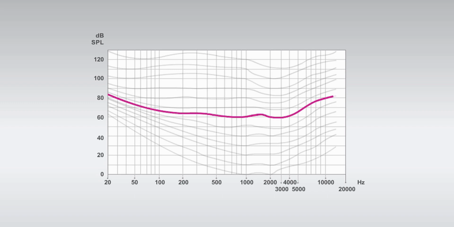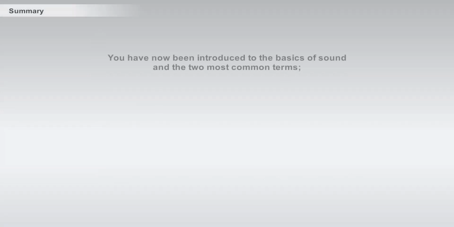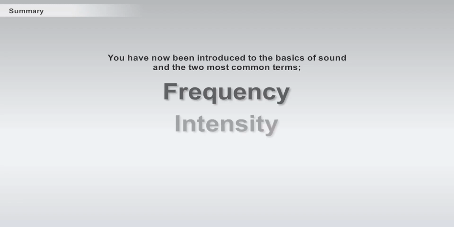With the equal loudness curves, we have established an overview of the intensity range the normal hearing human ear is able to perceive, ranging from threshold to most comfortable level and uncomfortable level. You have now been introduced to the basics of sound and the two most common terms, frequency and intensity.